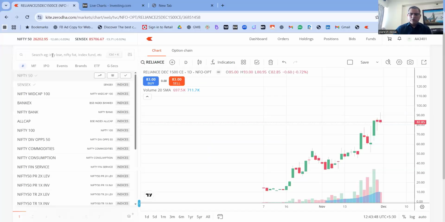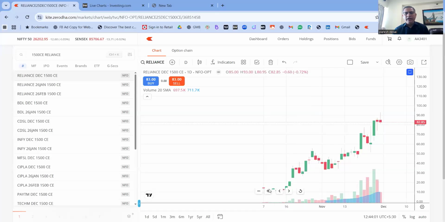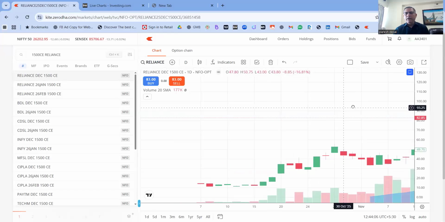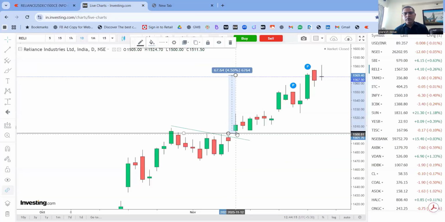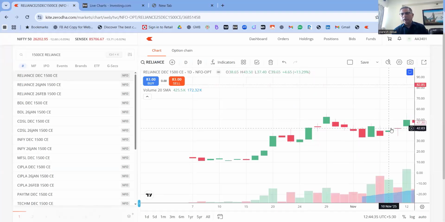When the price was somewhere around 1500, there's an instrument called 1500 CE of Reliance. So if I go to 1500 CE of Reliance, you can see what was the price on the day which we had decided that we want to buy that particular contract, was something like 12th of November. So on 12th November, this particular instrument, which is 1500 CE, was available at what price? 11th November.